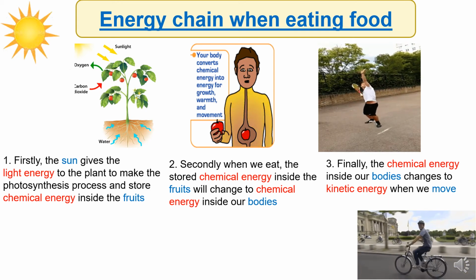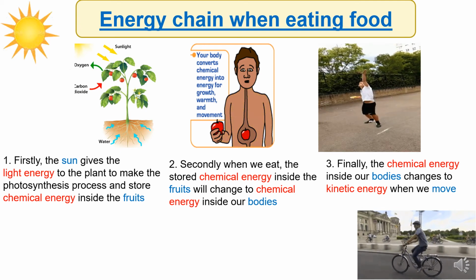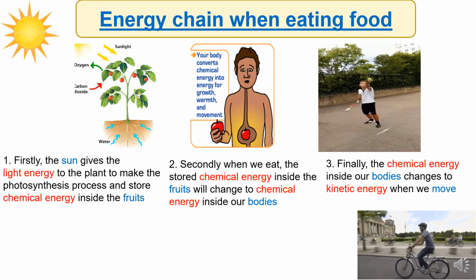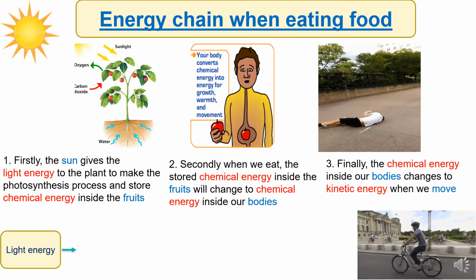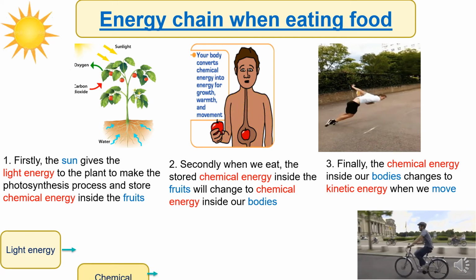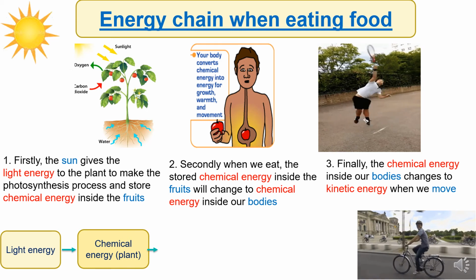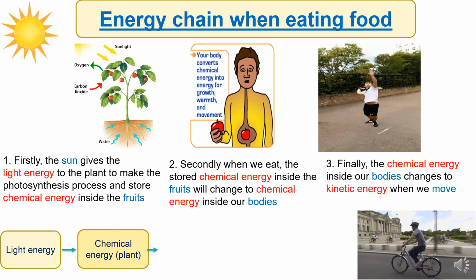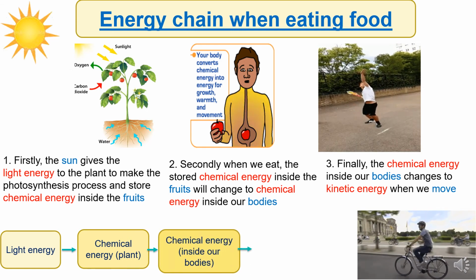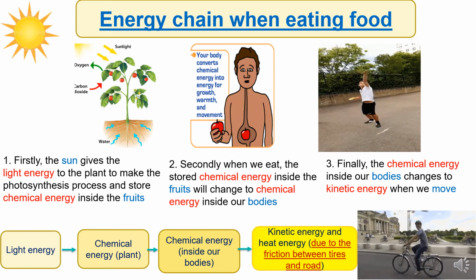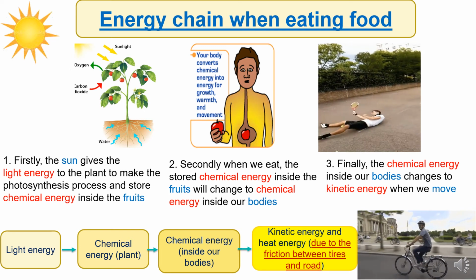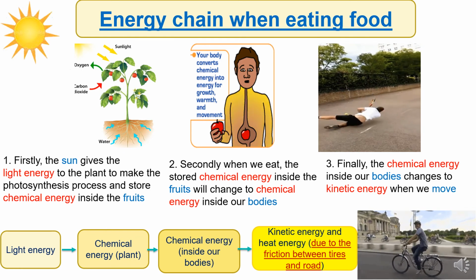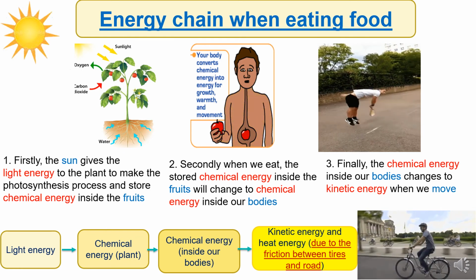So now, can you tell me what is the energy chain of a man riding a bicycle? Super! The light energy that comes from the sun is converted to chemical energy stored in the plant. Then, the chemical energy stored in the plant is converted to chemical energy stored in our bodies. Then, the chemical energy stored in our bodies is converted to kinetic and heat energy, the heat energy that comes from the friction between the tires and the road.